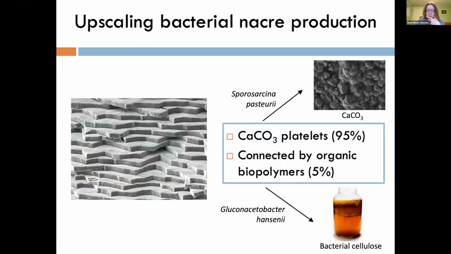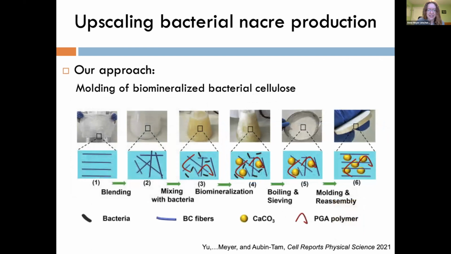For this approach, we wanted to try a different polymer we thought would be more suitable. To make the calcium carbonate platelets, we're using the same bacteria that's really good at mineralizing calcium carbonate. But we have a different polymer, which we thought we would try: bacterial cellulose, made by a species of bacteria called Gluconacetobacter hansenii. I usually just say G. hansenii because it's a lot easier.